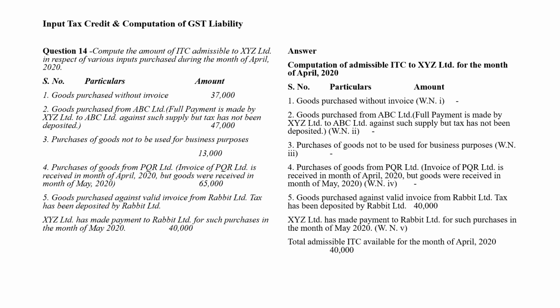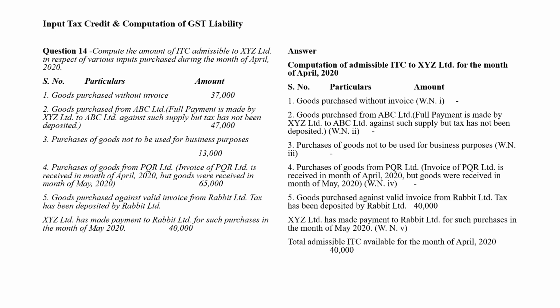Now we are coming to the answer. Very important. Computation of admissible ITC to XYZ Limited for the month of April 2020. So here the first item is goods purchased without invoice. So my dear, here there will be no input tax credit because there is no invoice. Goods purchased from ABC Limited, full payment is made by XYZ Limited to ABC Limited against such supply, but tax has not been deposited. Purchase of goods not to be used for business purposes, no ITC.